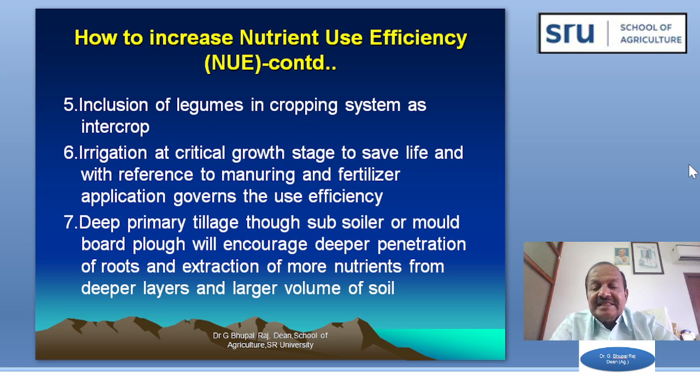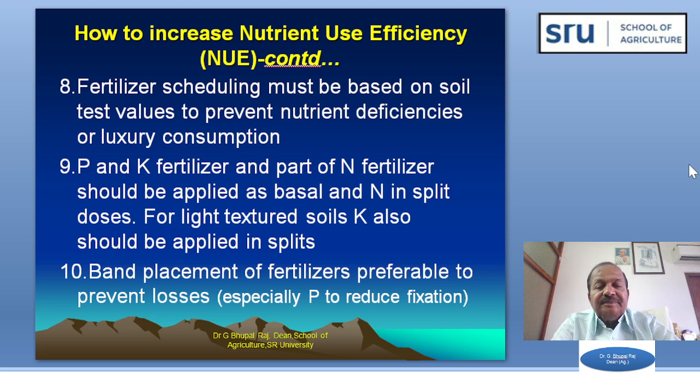Deep primary tillage, through subsoiler or mold board plow, will encourage deeper penetration of the roots and extraction of more nutrients from the deeper layers and larger volume of the soil.